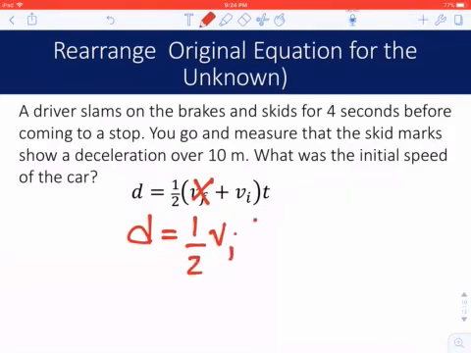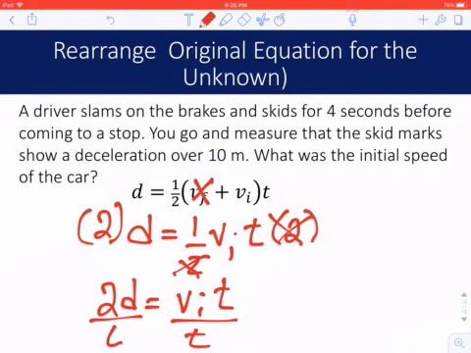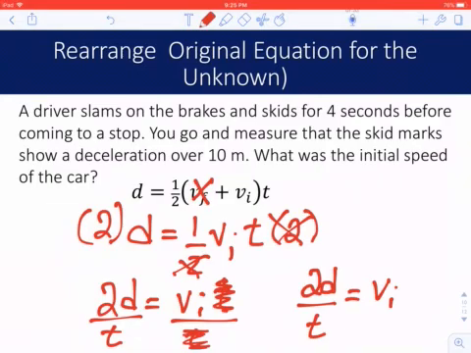VI multiplied by T. It says what was the initial speed of the car? So we want to get everything but VI on the other side. So I'm going to multiply both sides by 2. When I do that, the 2 goes away on the right hand side, and I get 2D equals VI T. So now I want to get T on the other side. I'm going to divide both sides by T. And here my T will cancel, so that now my equation is simply 2D over T equals VI. That's my rearranged equation.